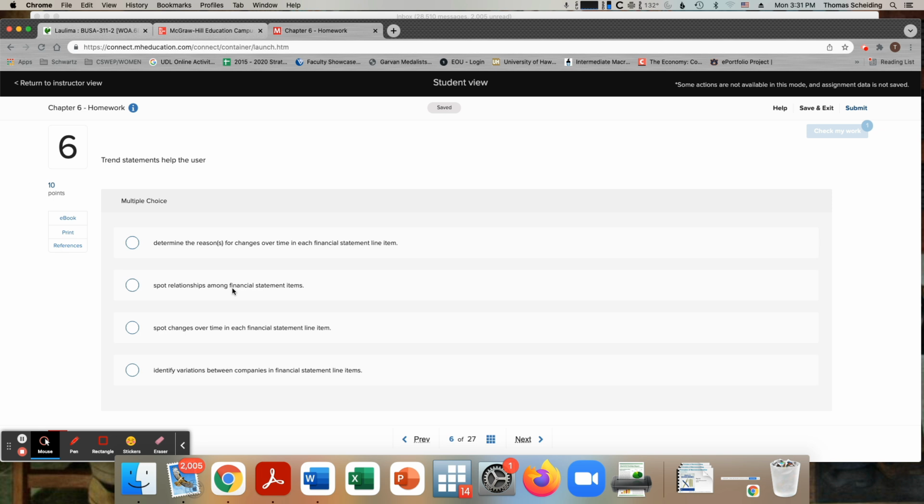Does it determine the reason for changes? No, that would be a description of things going on over time. And then finally, does it help you spot changes over time? Well, that is the definition of what a trend statement does. It allows us to focus our attention on those things that are changing over time. But it doesn't say anything about how those changes are occurring at different companies. It doesn't say anything about why they are changing. It just tells us that they are changing.